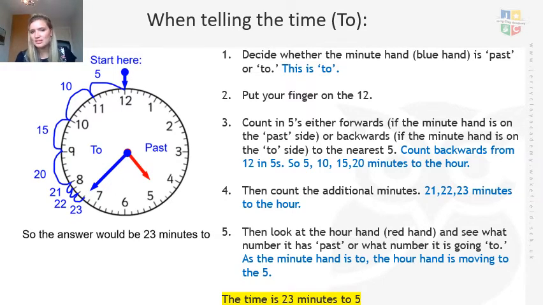Now because we know that it is to, we can see the hour hand to see where it's trying to get to, and we can see that the hour hand is trying to get to the 5. So we can say that the time is 23 minutes to 5. Okay, so now I'd like you to have a go at doing the next questions, and then we'll go through the answers.